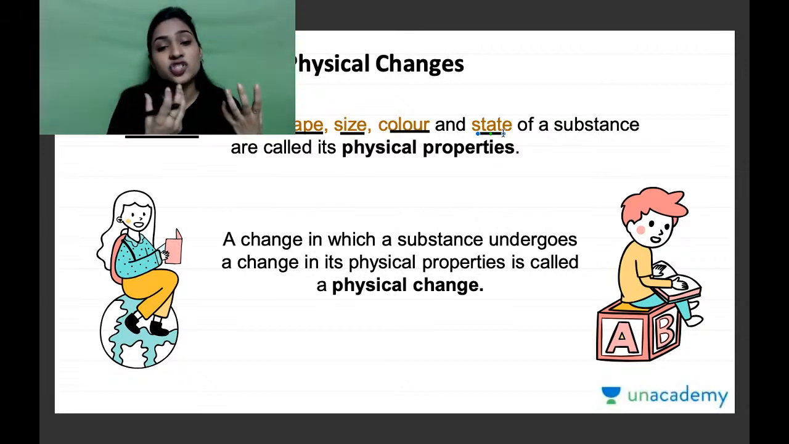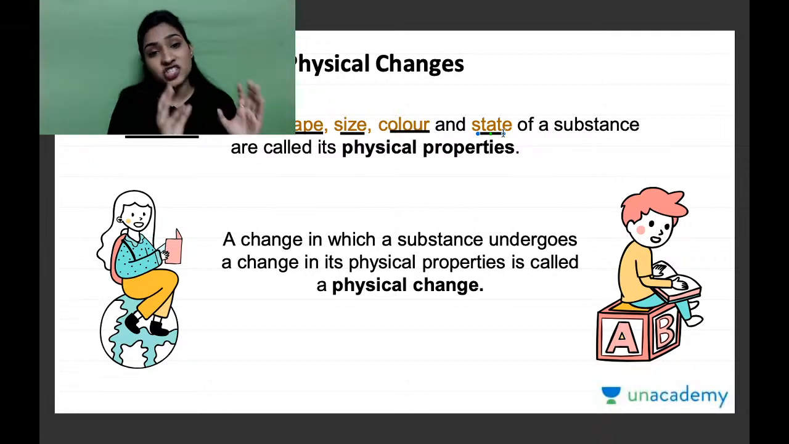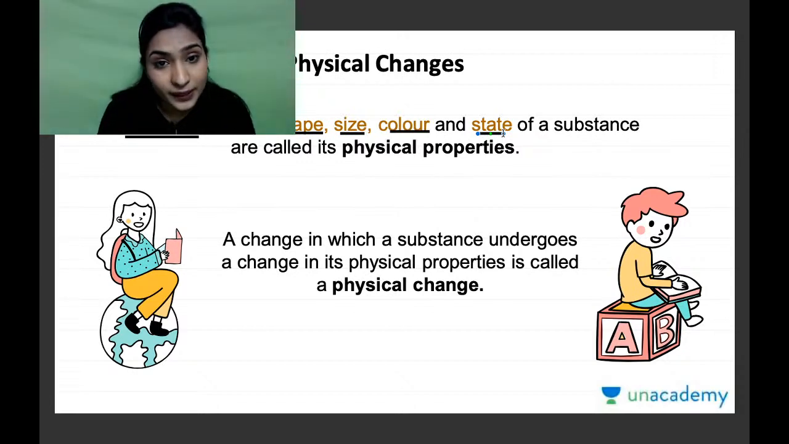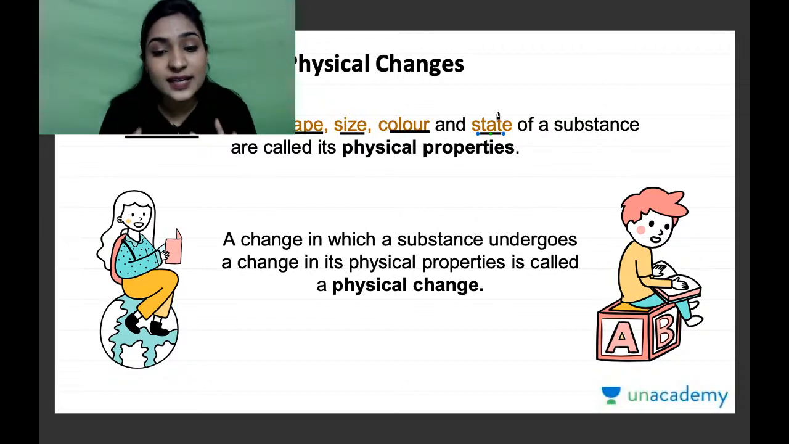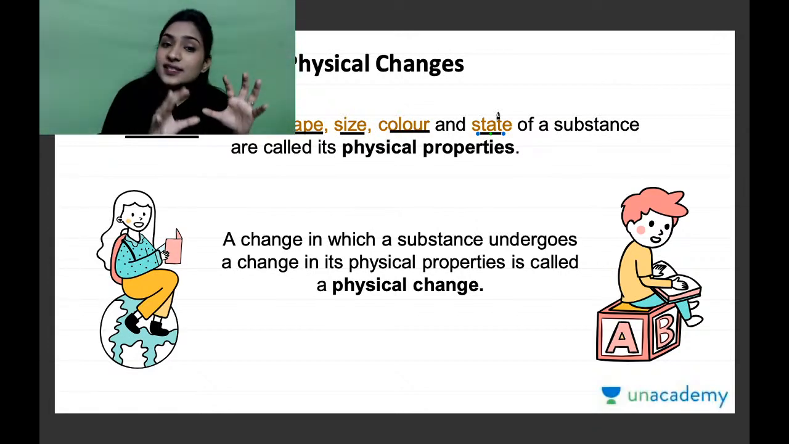Simply those shape, size, color and state of things. Properties like shape, size, color and state are called its physical properties. So if any change in a substance brings a change in its shape, size, color or state, then that change will be called a physical change. Understood? So what do we term as a physical change? A change in which a substance undergoes a change in its physical properties.